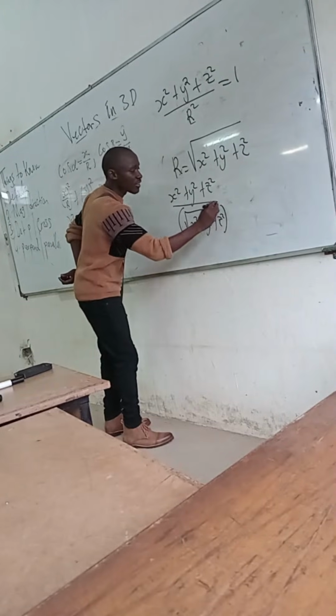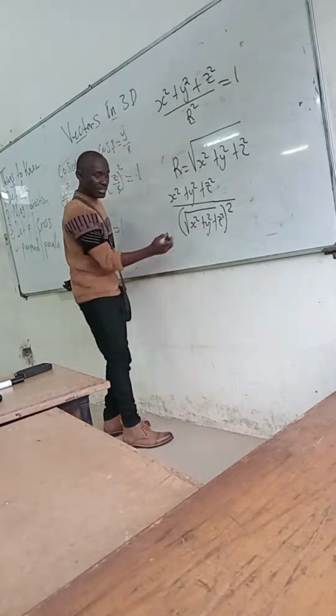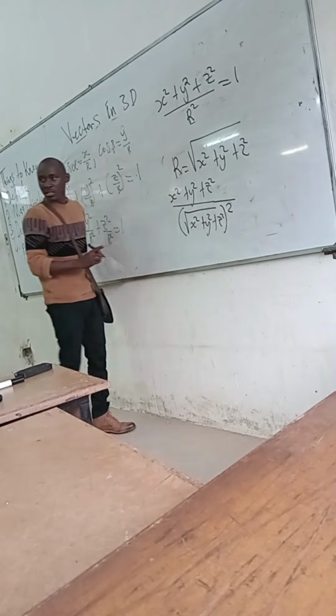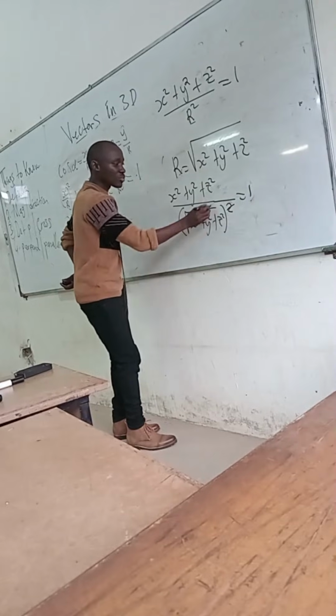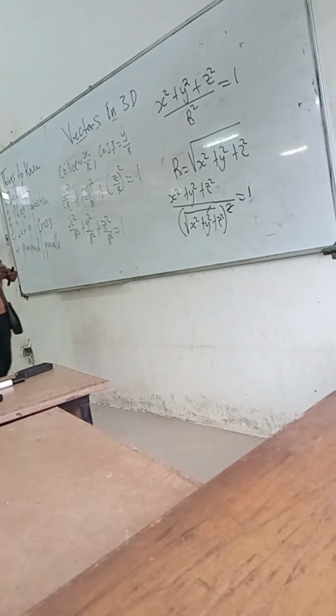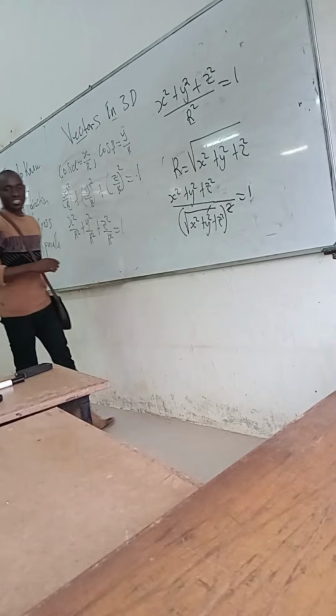Now everything, the r is squared, do you understand? This is like r squared, you get it? And this is supposed to be equal to 1, so that this one and this one can cancel out. Okay? Easy stuff.